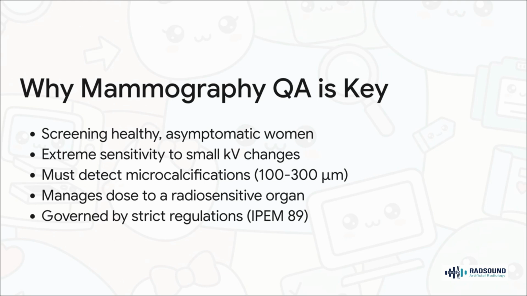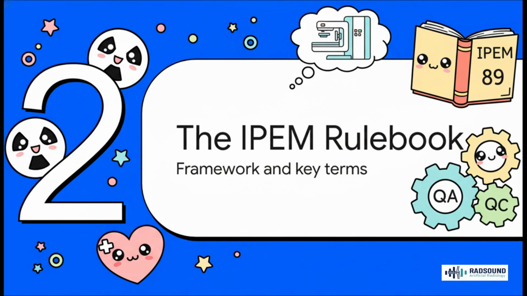The physics is also incredibly sensitive. A tiny drift in the kV, and your image contrast and patient dose can go way off. And we're on a treasure hunt for things that are literally the size of a few grains of salt. All of this, while keeping the dose to a very sensitive organ as low as possible, means the rules have to be incredibly strict. So, to manage all that complexity, you need a seriously robust framework. In the UK, that's IPEM Report 89.